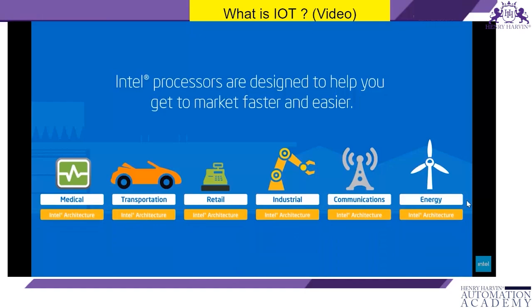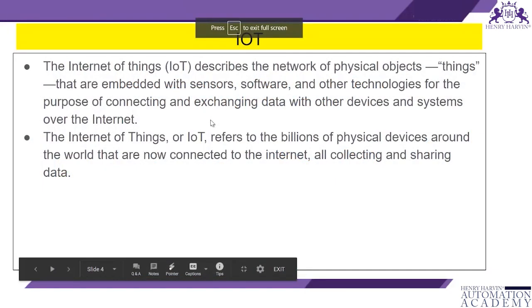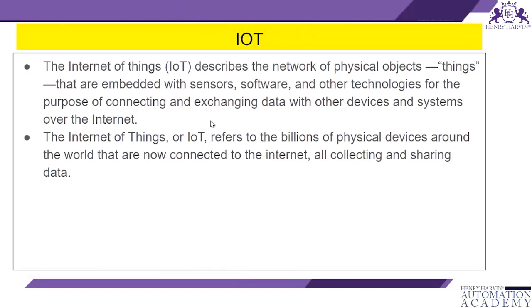So here we saw the applications of IoT, and so let us understand the definition of IoT. The Internet of Things describes the network of physical objects, that is, things that are embedded with sensors, software, and other technologies for the purpose of connecting and exchanging data with other devices and systems over the internet. The Internet of Things, or IoT, refers to the billions of physical devices around the world that are now connected to the internet, all collecting and sharing data.